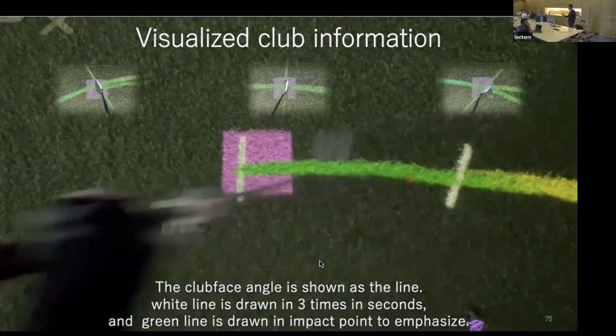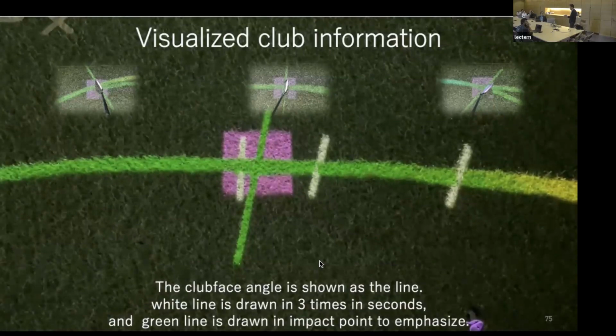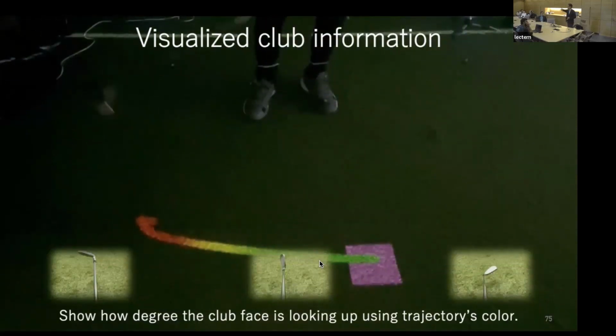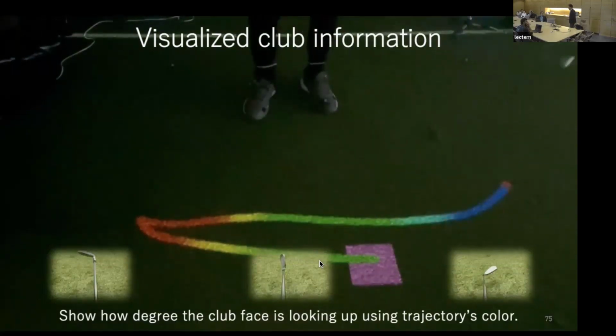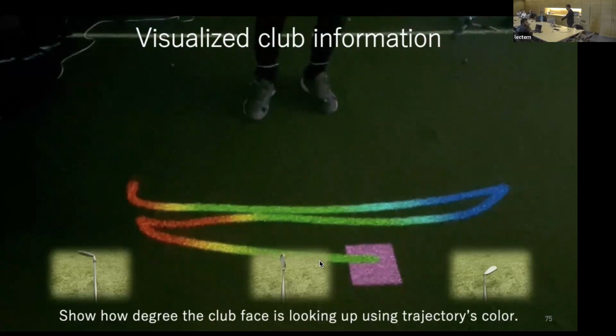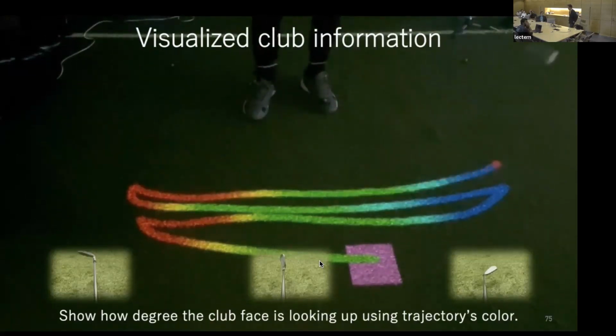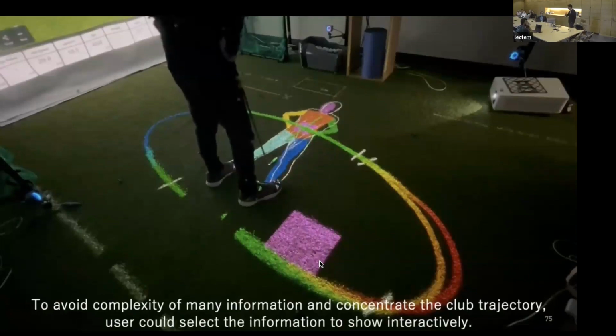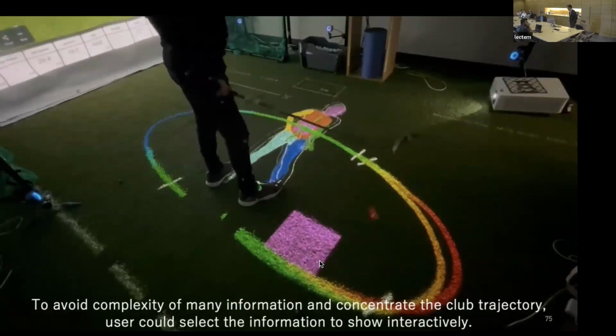Most of the amateur or novice users have outside-in trajectories, which causes a right slice of the ball. But if you see these club trajectories, you could easily understand whether your swing is inside-out or outside-in or else.